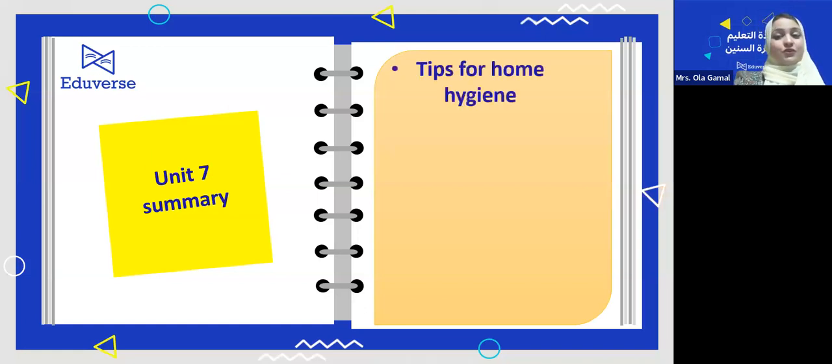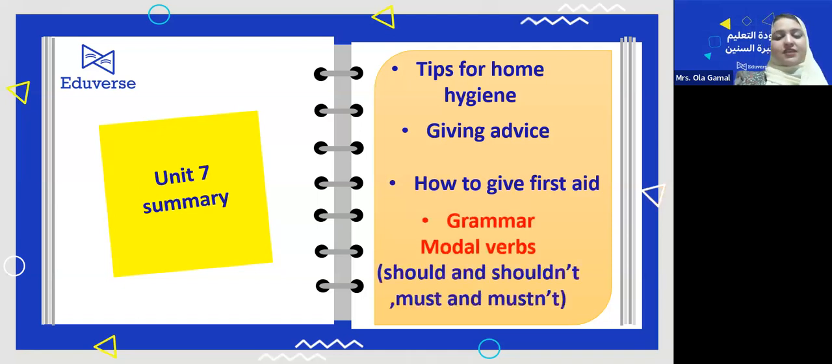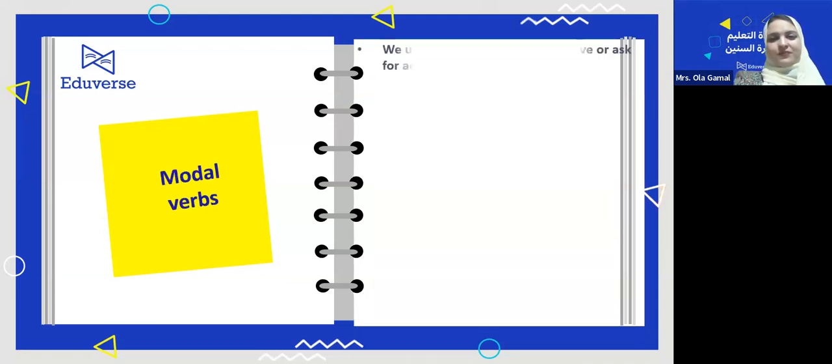Here in this unit, you learn tips about your home hygiene and, of course, also your personal hygiene. And also, you learn how to give advice and how to give first aid when it's an emergency or if someone is hurt or something like that. The grammar lesson for this unit is modal verbs, which are should, shouldn't, must, and mustn't.